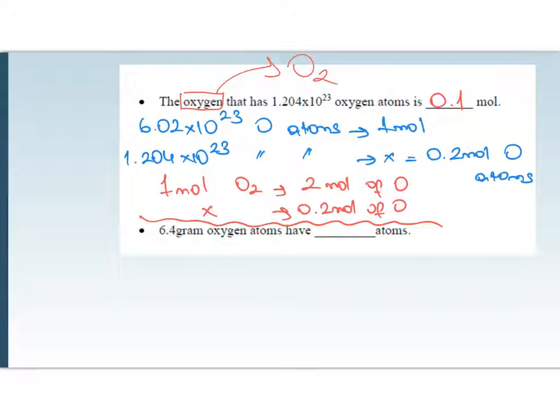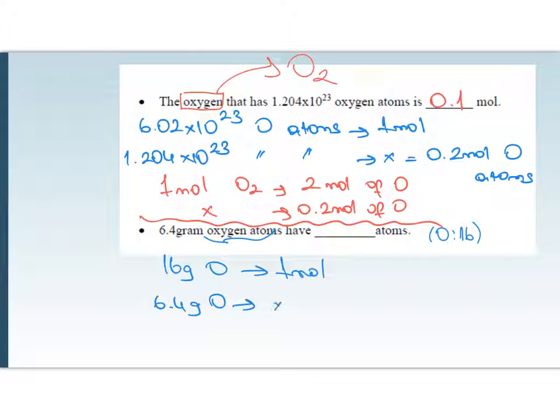Next one. 6.4 grams of oxygen atoms have how many atoms? Now as you know, oxygen is 16 as the mass number. So oxygen atoms it says, so 16 grams of oxygen is 1 mole. So what about 6.4 grams of oxygen? How many? It is going to be 0.4 mole of oxygen.